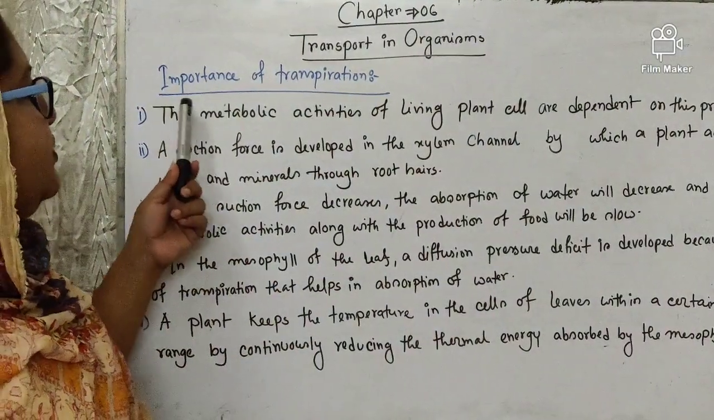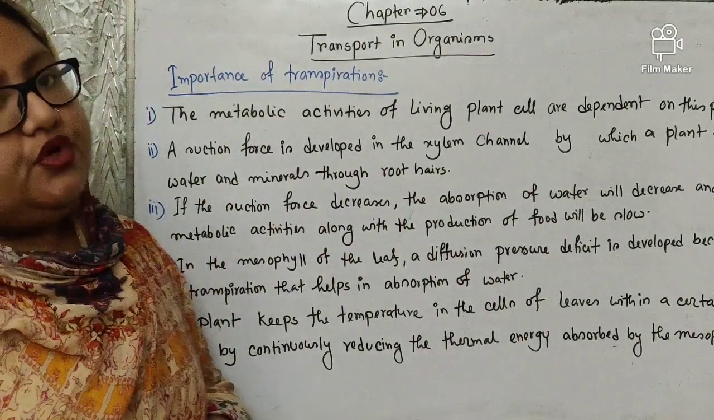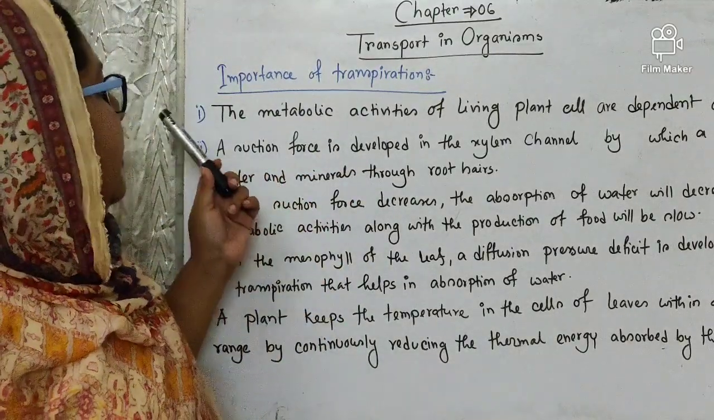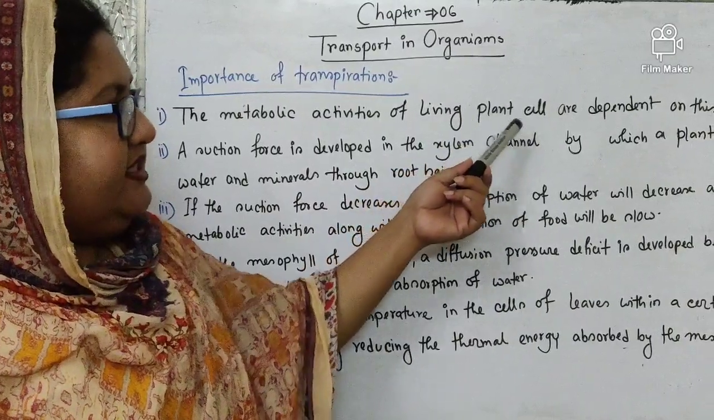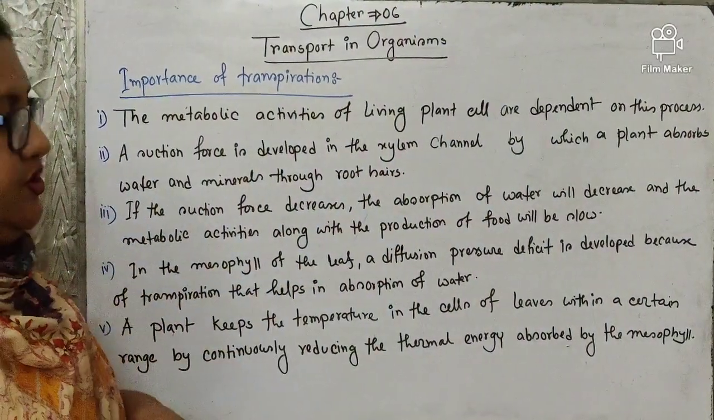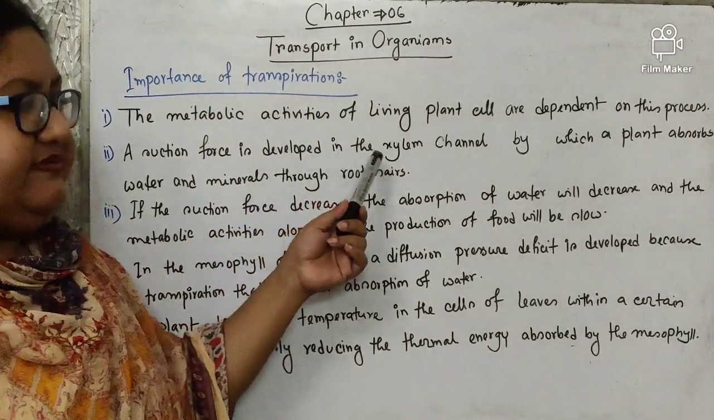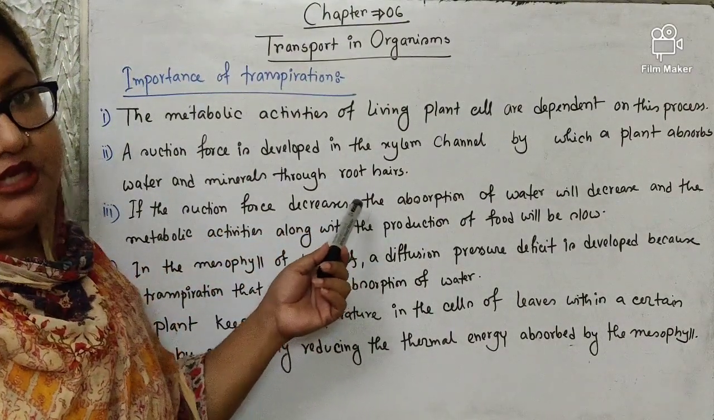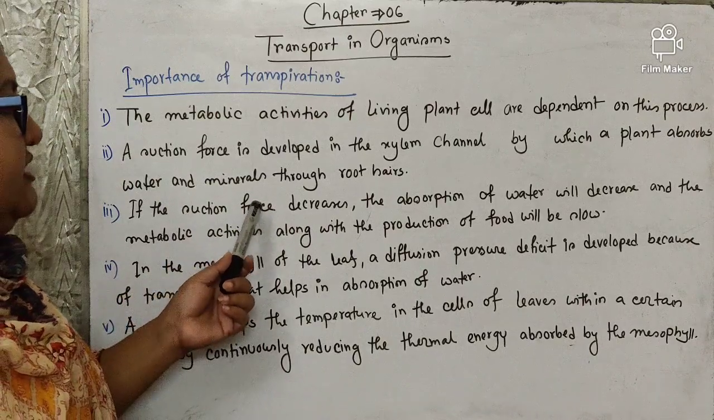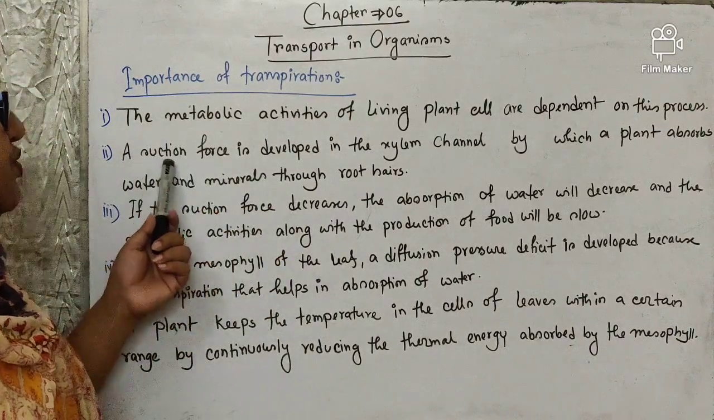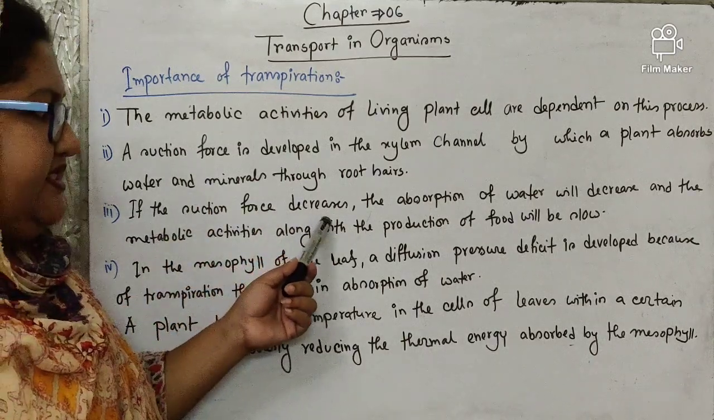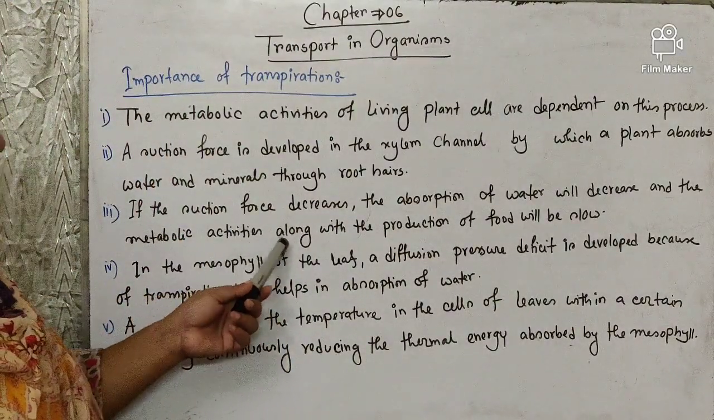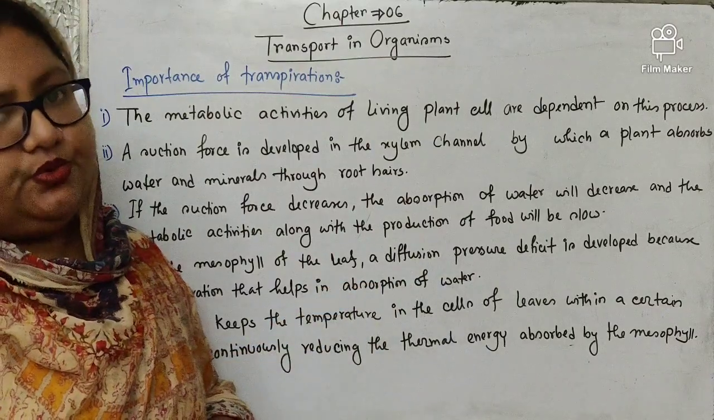Now, the importance of transpiration. That means the role of transpiration. Number 1, transpiration plays an important role in maintaining the metabolic activities. The metabolic activities of living plant cells are dependent on this process. Number 2, a suction force is developed in the xylem channel by which a plant absorbs water and minerals through their root hairs. Number 3, if the suction force which is produced due to transpiration decreases, the absorption of water will also decrease, which results in the metabolic activities and the production of food being slow.